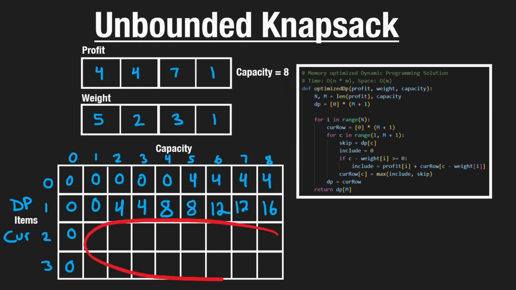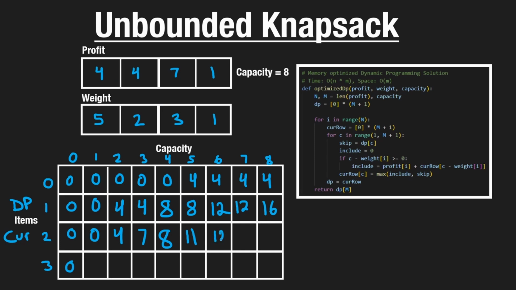I'll quickly run through the rest of this. With the third item, we can't include anything. With this, we can't include the third item, but we can include the second item. So we'd have a profit of 4. Here, we can include the third item. We'd get a profit of 7. Here, we can include the third item, but we can get a higher profit by including 2 of the previous item. Here, we can get a profit of 11 by including this item and including 1 of these items.